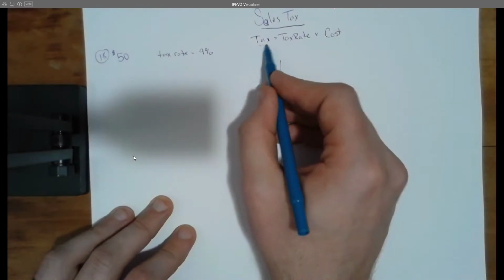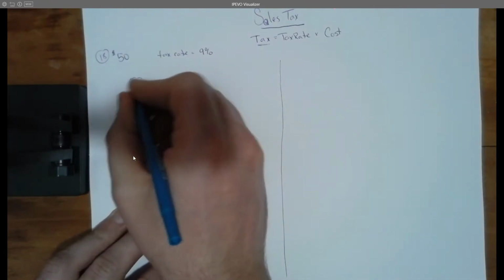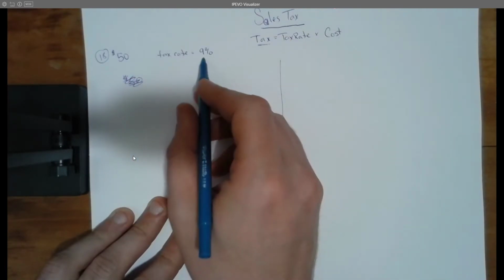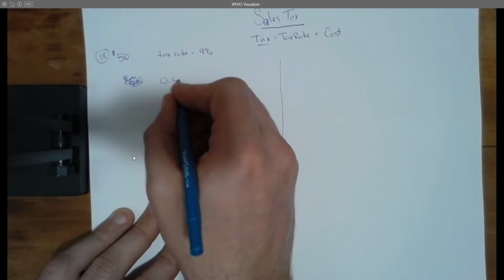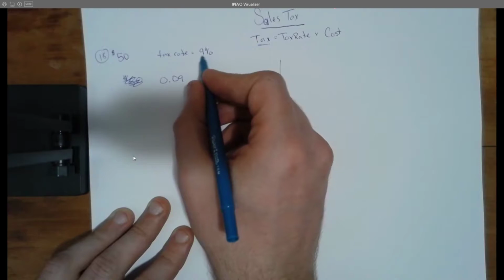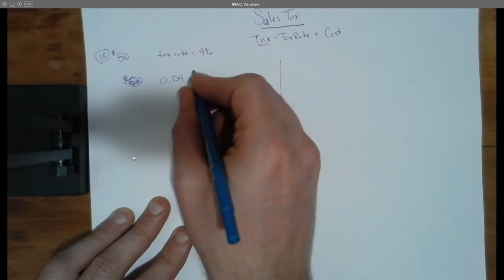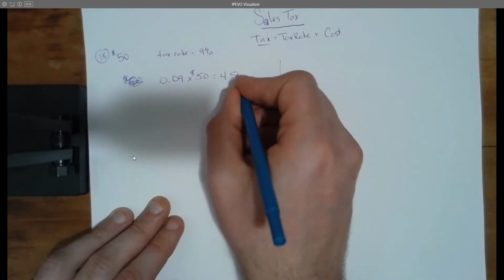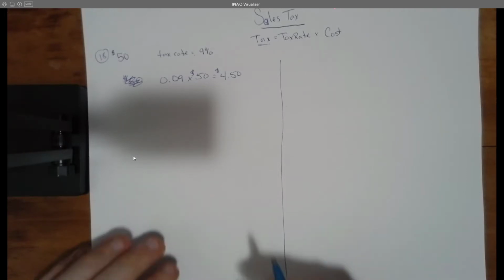To figure out the tax, all we have to do is multiply these two values together, starting with the tax rate. Tax rate 9%. We need that as a decimal. So 9% as a decimal is 0.09. Remember, we move the decimal two spots over, and then multiply that by the cost, which is $50. That would tell us that there is about $4.50 of tax on top of things. So that's the extra tax that we would have to pay.